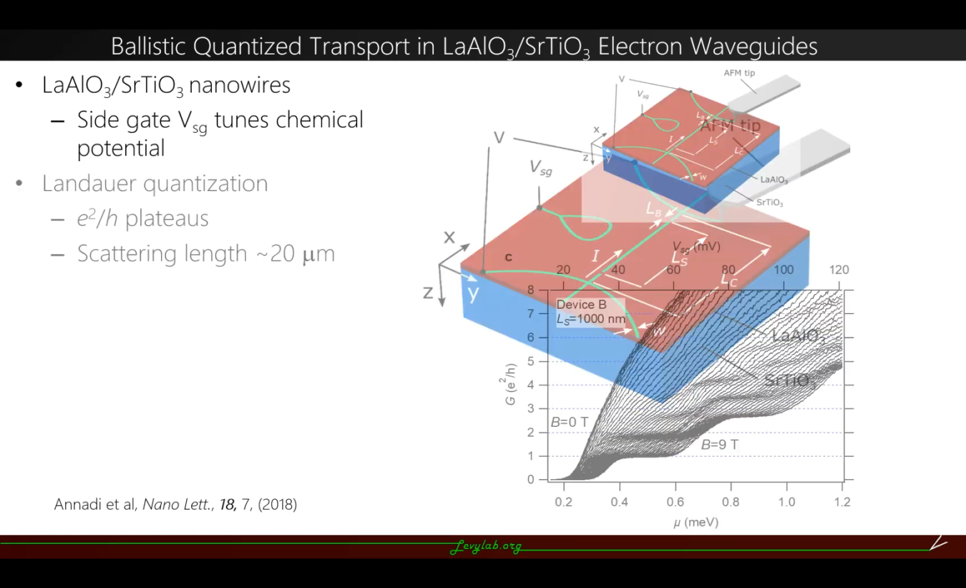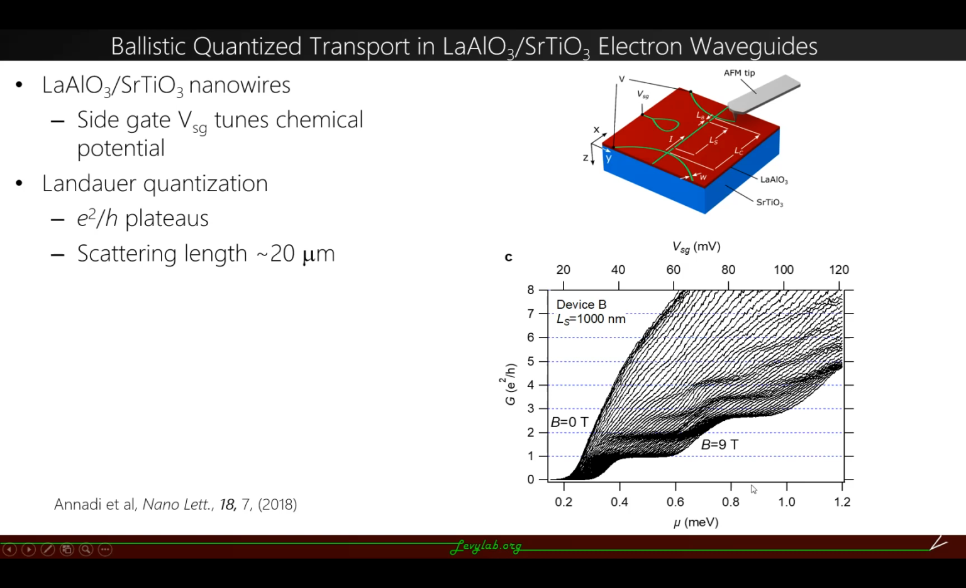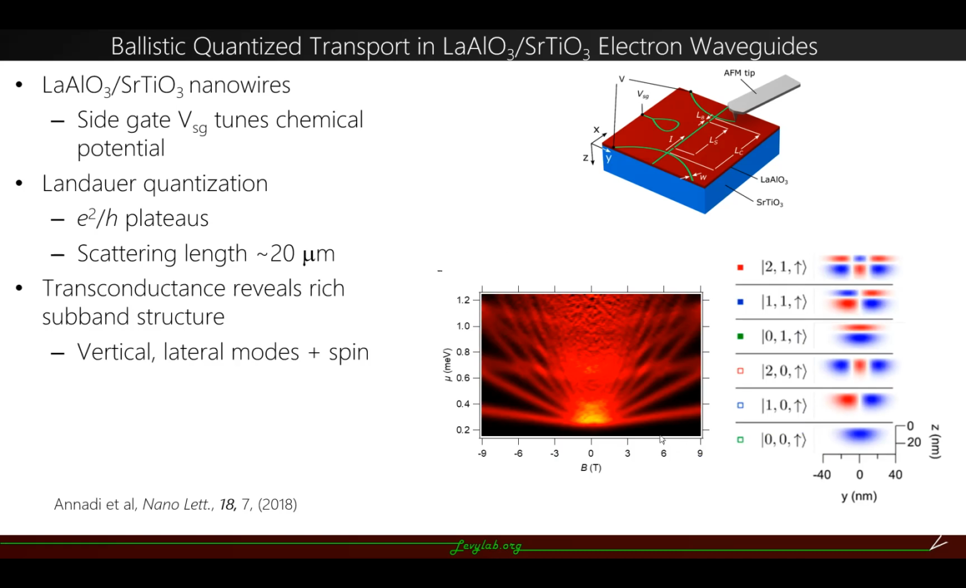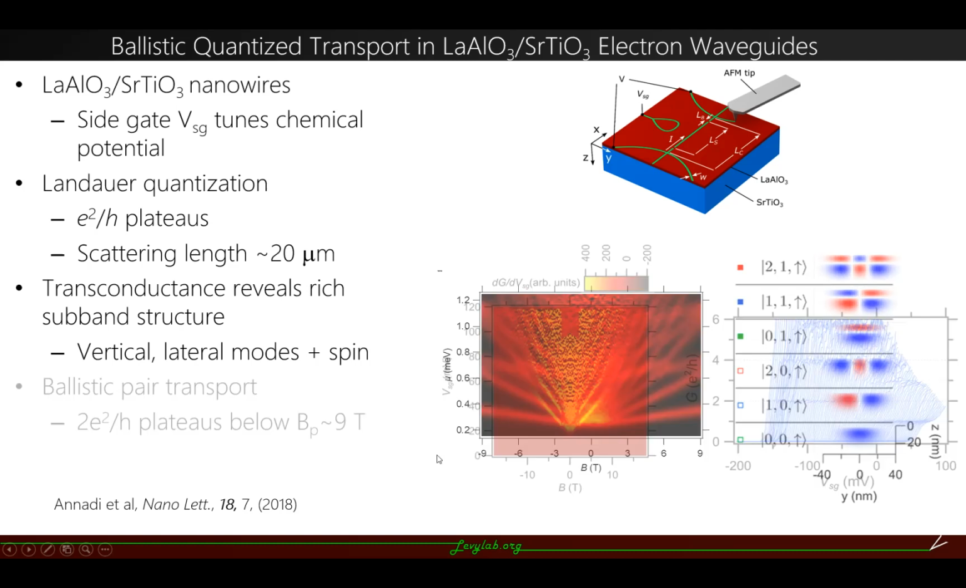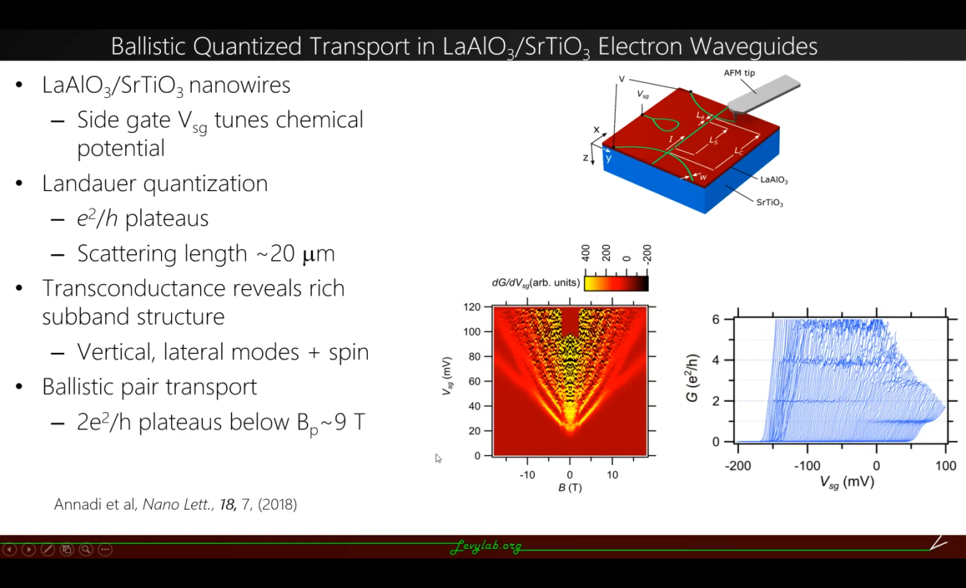Now, if we plot the conductance as a function of the chemical potential and magnetic field, we can clearly see the Landauer quantization plateaus. If we further take a derivative, then the subband structure of the waveguide is revealed, and it was also theoretically verified. And like I previously mentioned, the most interesting aspect about these electron waveguides is the observance of paired electron states till fields as high as 9 Tesla.